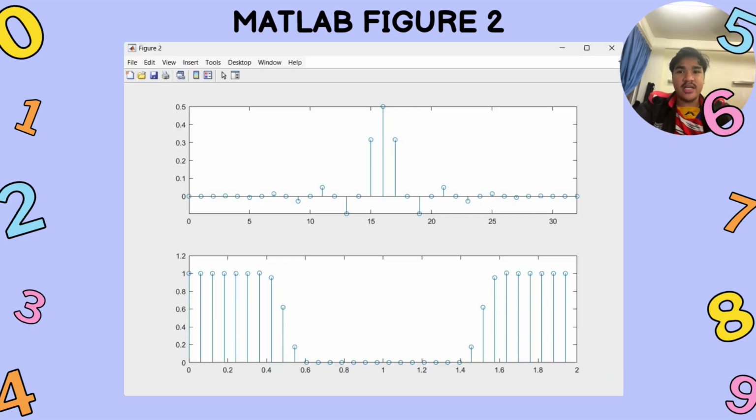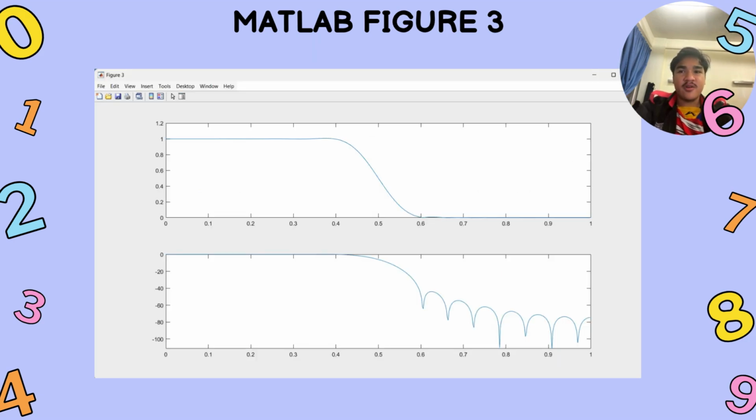Figure 2 visualizes the discrete impulse response coefficients h(n) and the corresponding low pass filter frequency response H(k). Figure 3 confirms our success by plotting the absolute magnitude response and the smooth, desirable roll-off of the final low pass filter, proving it meets all its design goals.